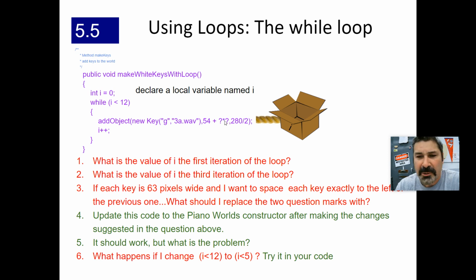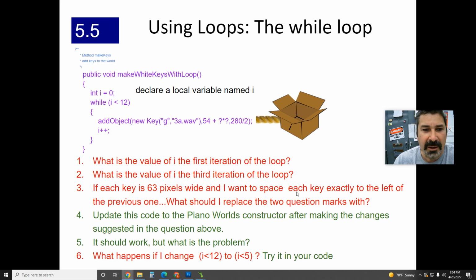63 pixels each time. What is the value of i the first iteration through the loop? That should be obvious. What's the value of i the third iteration of the loop? If you don't know that, ask me. If each key is 63 pixels wide and I want to space each key exactly to the left of the previous one, what would I replace the two question marks with? Considering that i goes from 0 to 1 to 2.